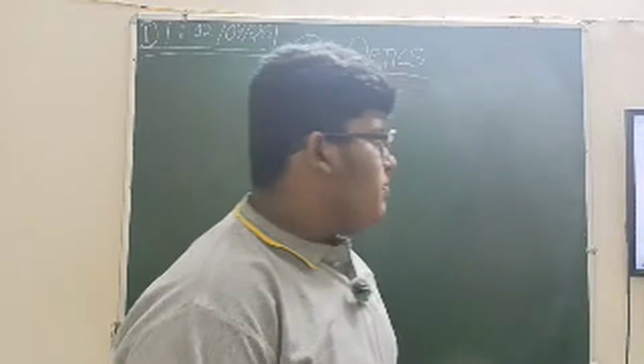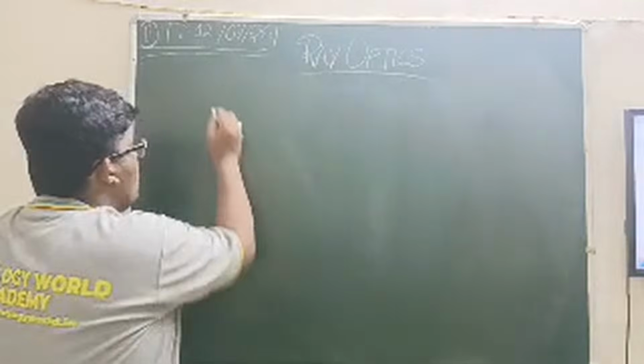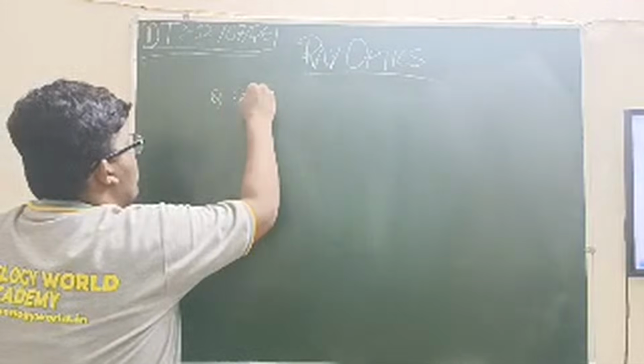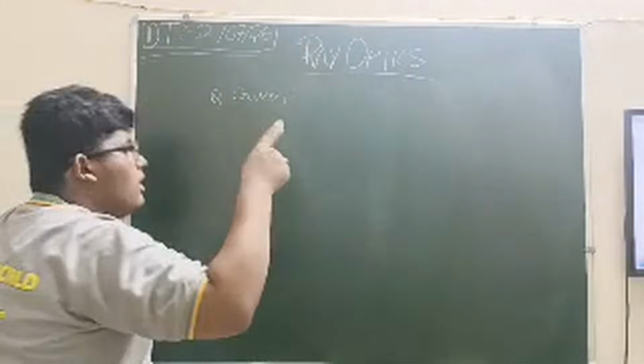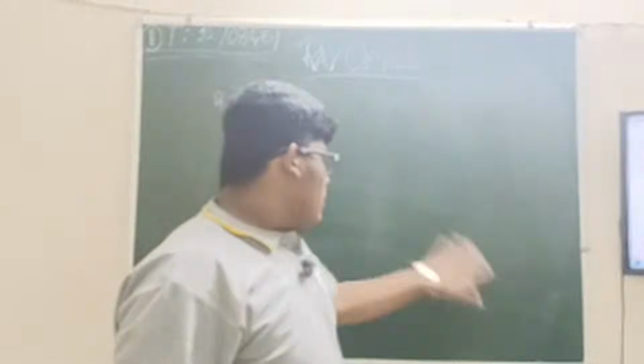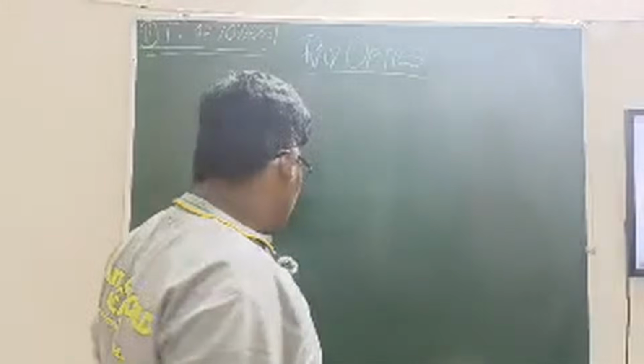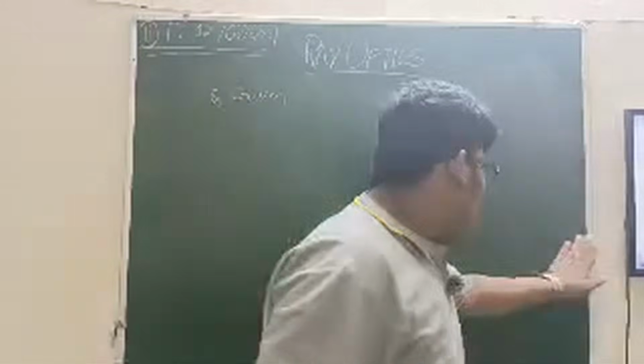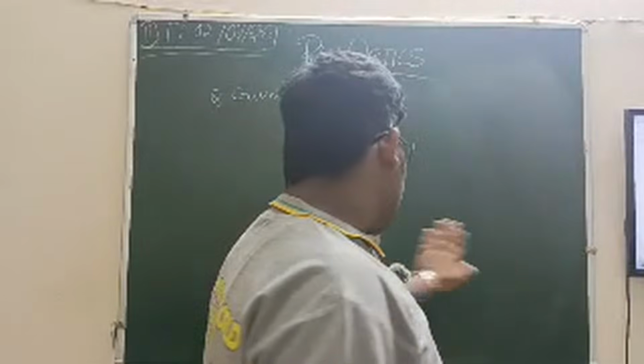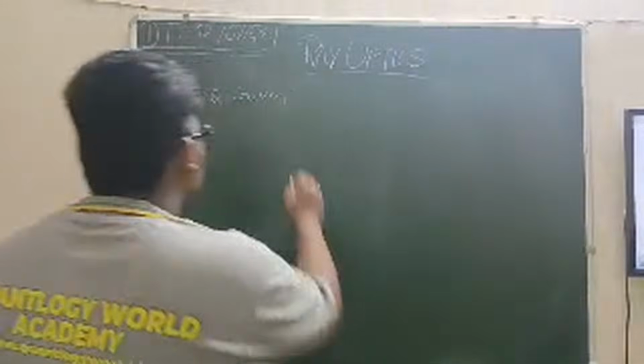We will solve another numerical. It is also the same as the last one. The speed of light in a medium is given. Last time it was given that the medium was glass, but this time the medium is not given.